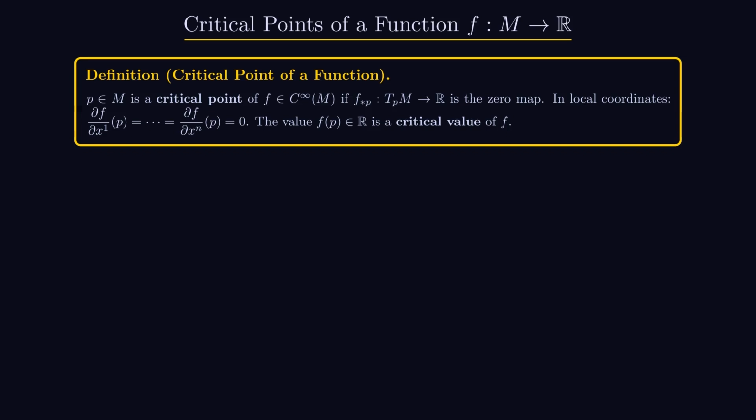When n is R, the surjectivity condition for the differential simplifies dramatically. A point P is a critical point of a smooth function f precisely when the linear map f star P from Tpm to R is the zero map. There is no direction in Tpm that f can detect. In local coordinates, this simply says all partial derivatives of f vanish at P. This is exactly the familiar calculus condition for a critical point, and f of P is then a critical value.